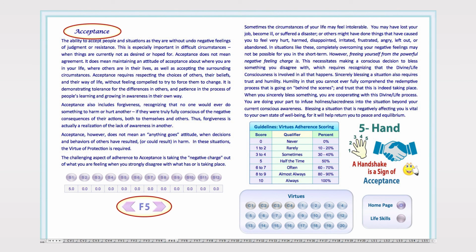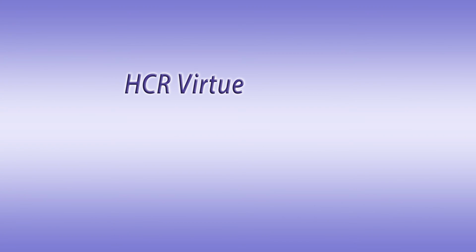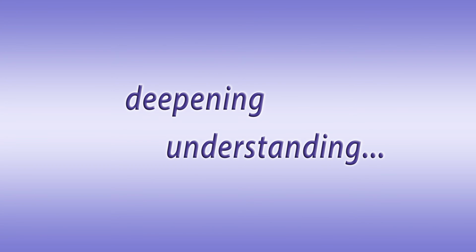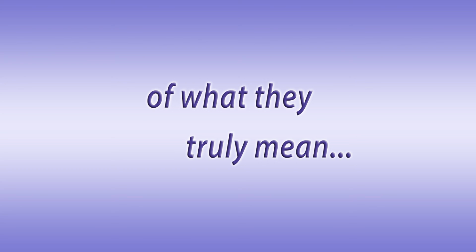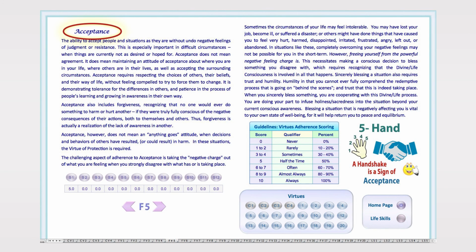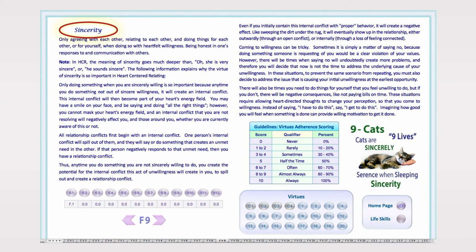The first thing you may notice about the Acceptance page is the length of the description. Here is the reason for this. Though no HCR virtue is more important than another, some of the virtues require deepening our understanding of what they truly mean in order to fully benefit from adherence to them. Acceptance is one of those virtues, as is empathy and sincerity. Therefore, they require longer descriptions.